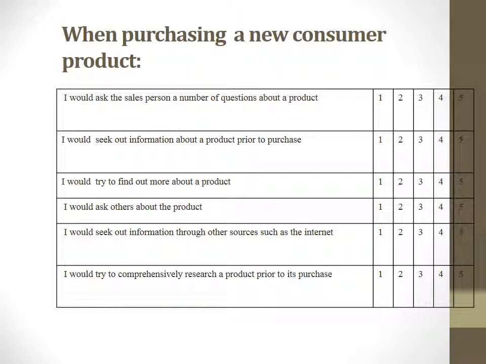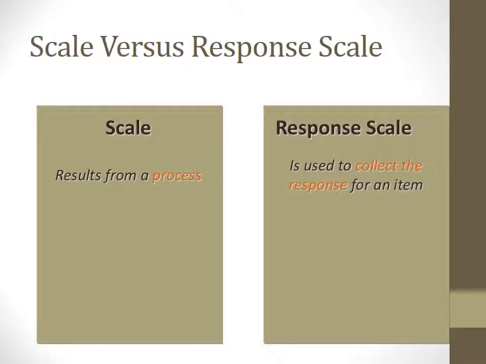So here's a scale with 6 items, and she or he is going to respond to each of these items and indicate the level of agreement using the 1 to 5 response scale. So now you see the items, which together make up the scale, 6-item scale, and on the right side you see each item is scored using a 1 to 5 response scale. So what's a scale? A scale results from a process.